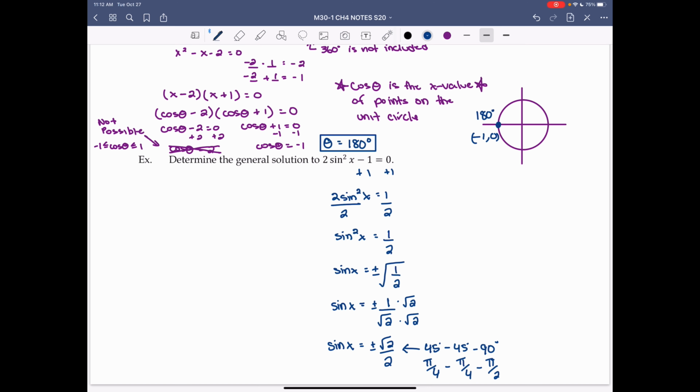Let's draw our unit circle. Looking at the CAST rule, we have sine is positive and negative. So actually our solutions are going to be in all 4 quadrants. And then our reference angle is 45 or pi over 4. So our terminal arms are halfway between the 2 axes in each of our quadrants.